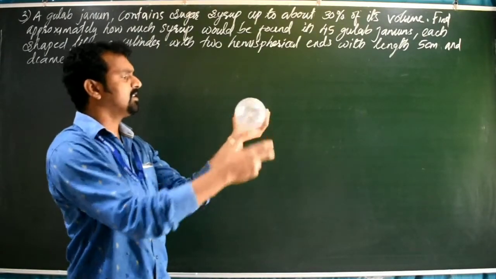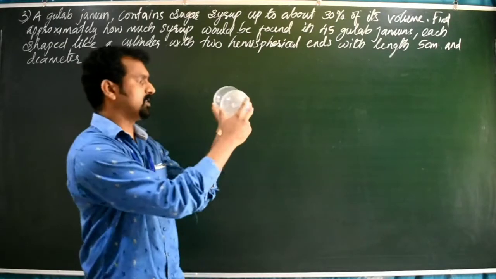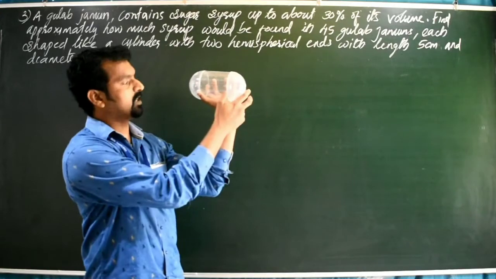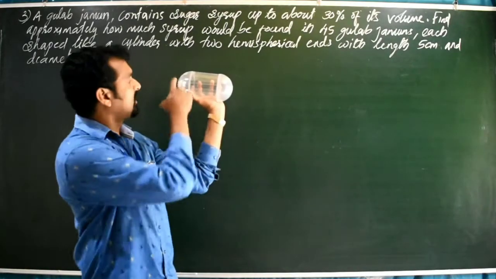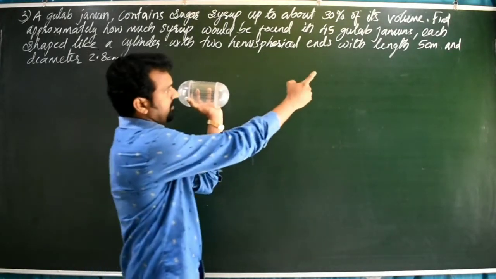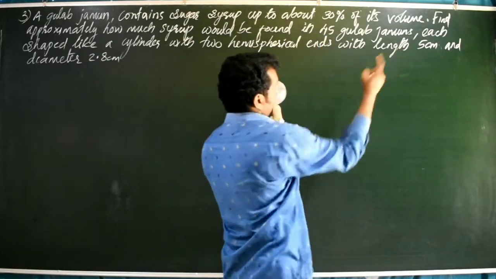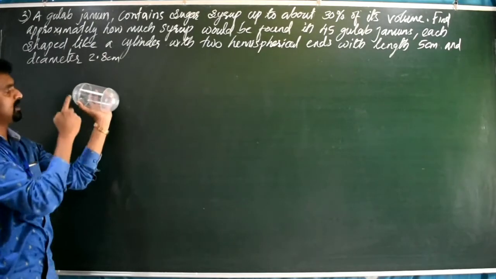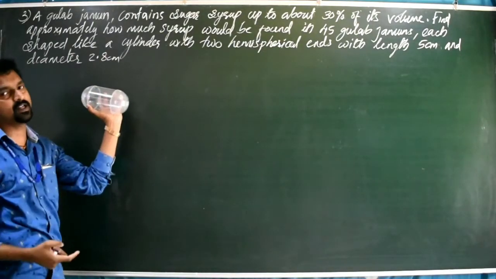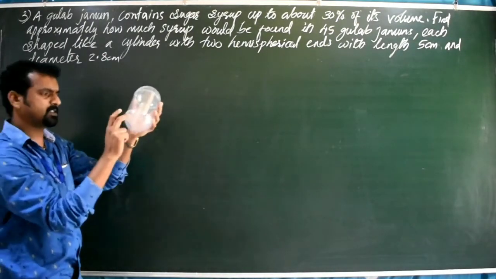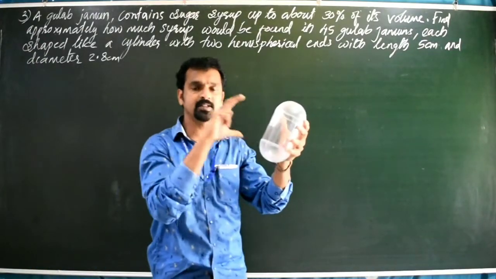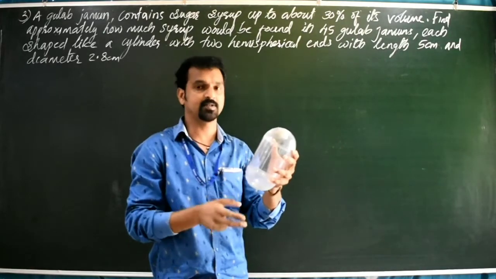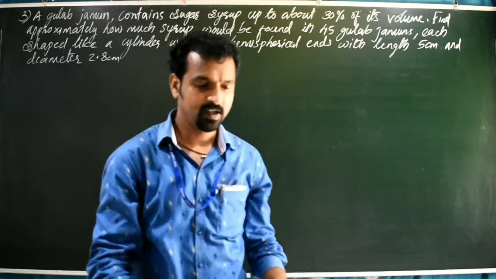Then this one is the shape of this gulab jamun. Both sides it is just like a cylinder, and both sides there are 2 hemispherical ends. And the length with hemispherical ends is 5 centimeter, total length 5 centimeter, and diameter 2.8 centimeter. Then for such 45 gulab jamuns, how much amount of sugar syrup is there? That is the question.